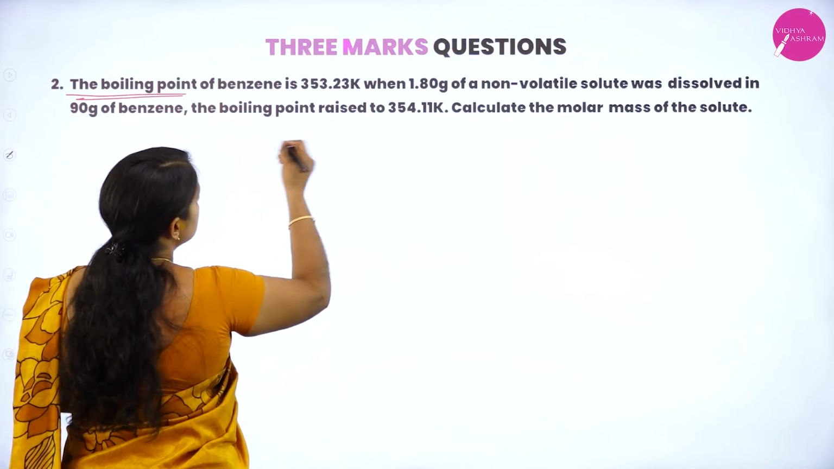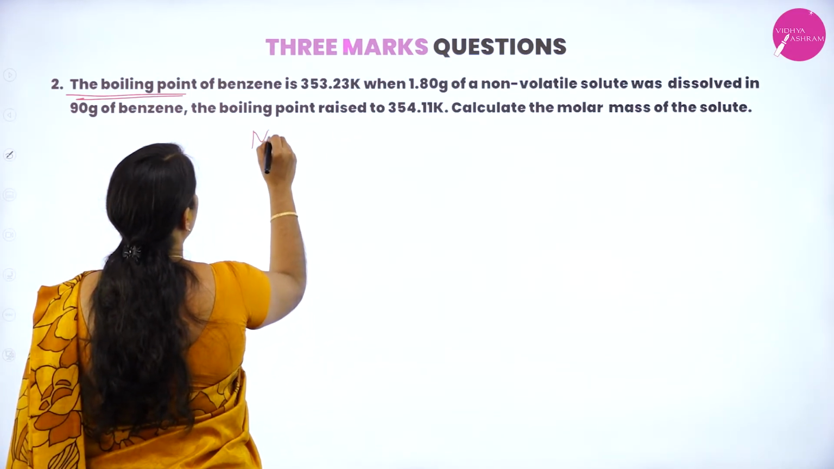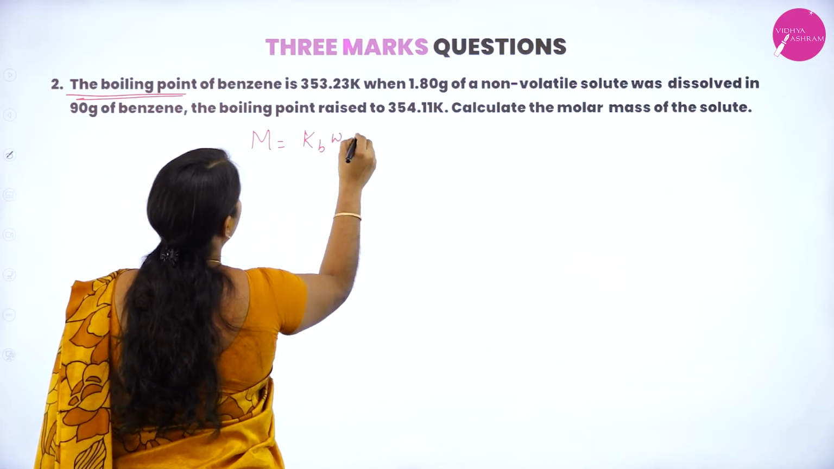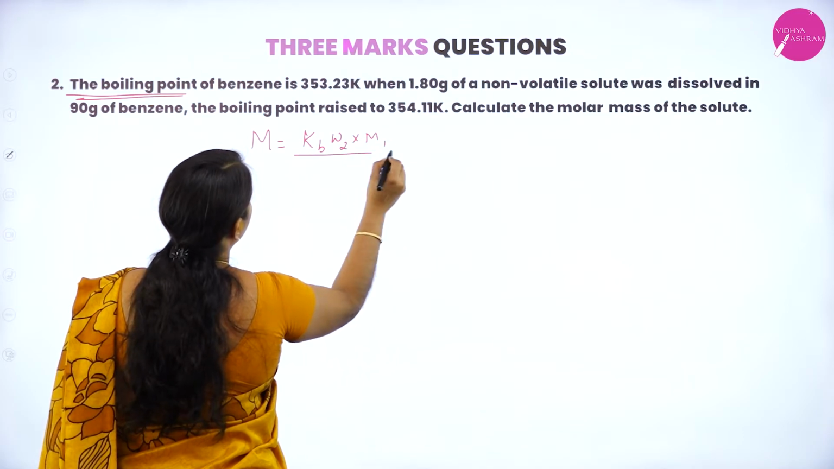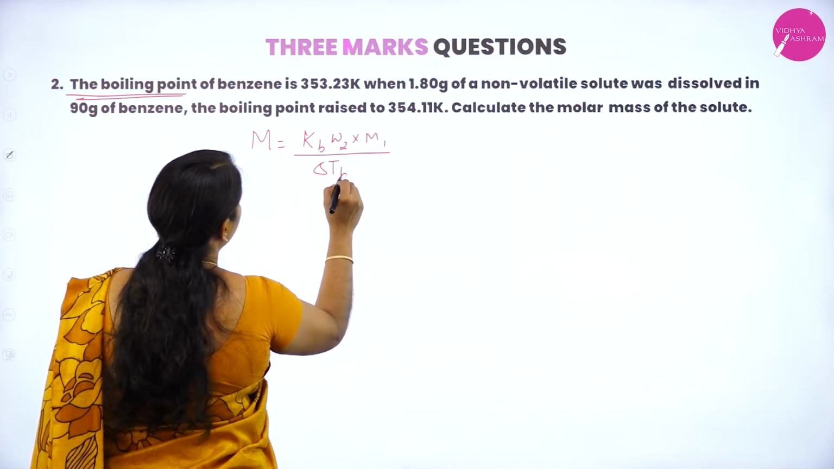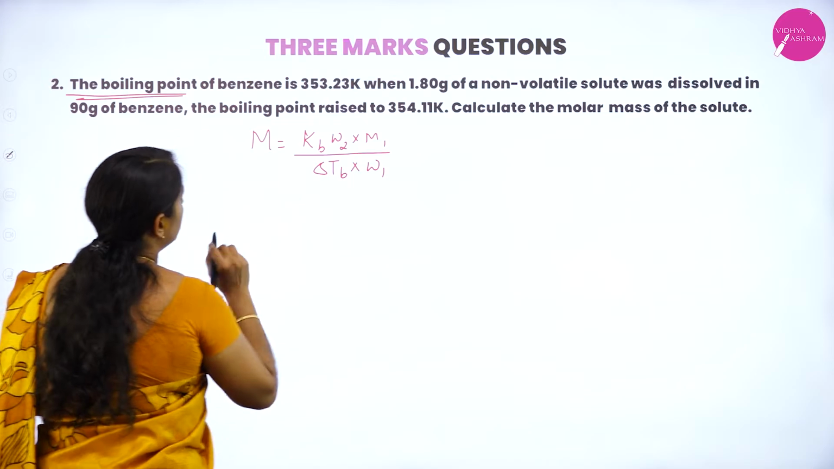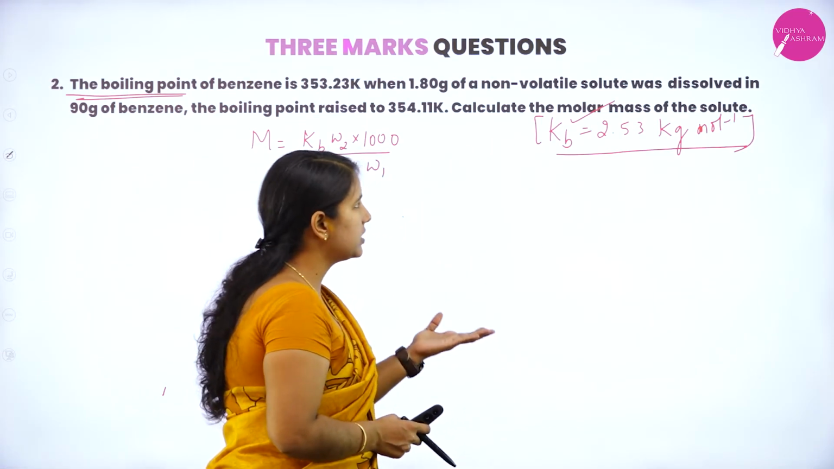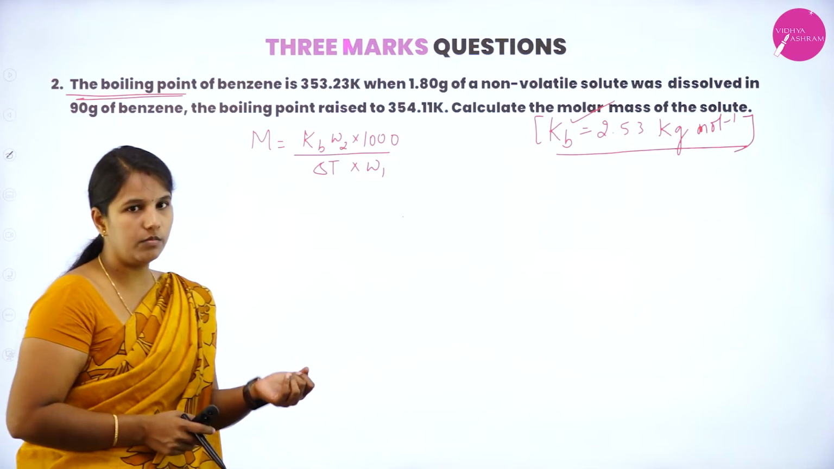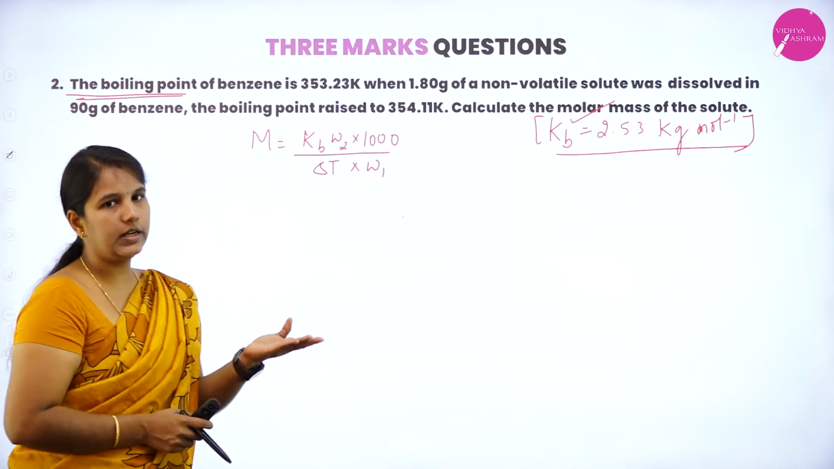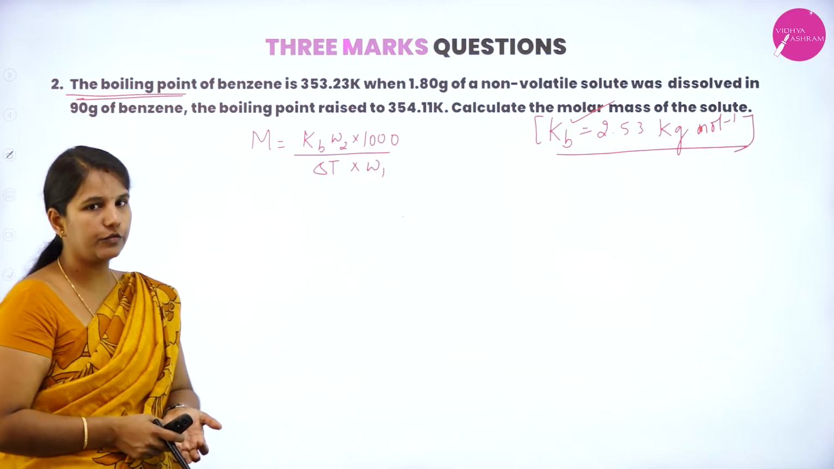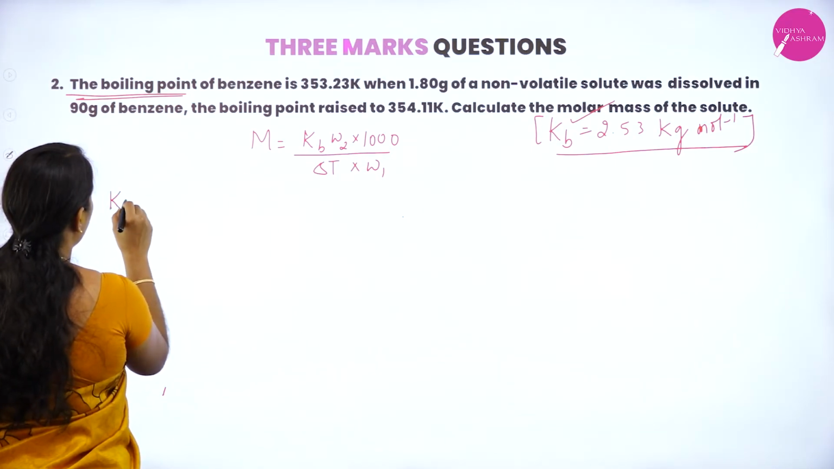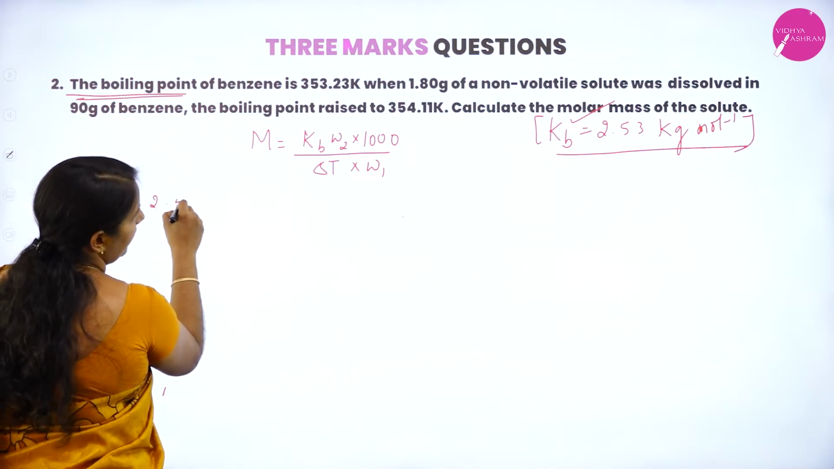Since you have to calculate the molar mass of the solute, I will write M. So the formula is M = Kb into W2 into 1000 divided by delta Tb into W1. For this numerical, the Kb value is given. Kb is equal to 2.53 kg per mole, and this is the formula that we use to calculate the boiling point of the solution. So first of all, we have to know what is the Kb value. I have written that, it is 2.53.